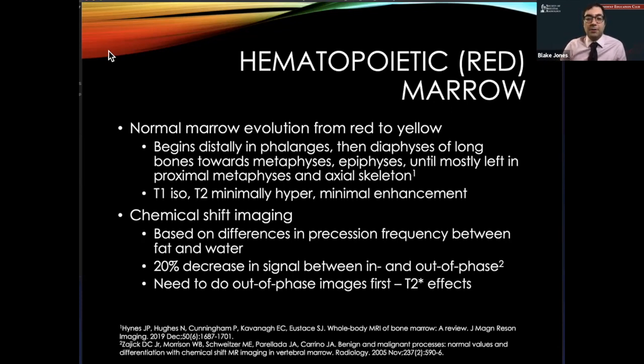It requires you to know the normal marrow evolution from red to yellow. When you're born, you're a child, you have mostly red marrow, and then beginning distally in the phalanges, and then to the diaphyses of long bones toward the metaphyses, as well as the epiphyses, the marrow converts from red marrow to yellow marrow. And then in an adult, it's mostly left in your proximal metaphyses, and the majority is in the axial skeleton. So the imaging features are that it's T1 isointense-ish, but darker than the surrounding fatty marrow, a little bit hyperintense, with very minimal enhancement, which is what we saw here.